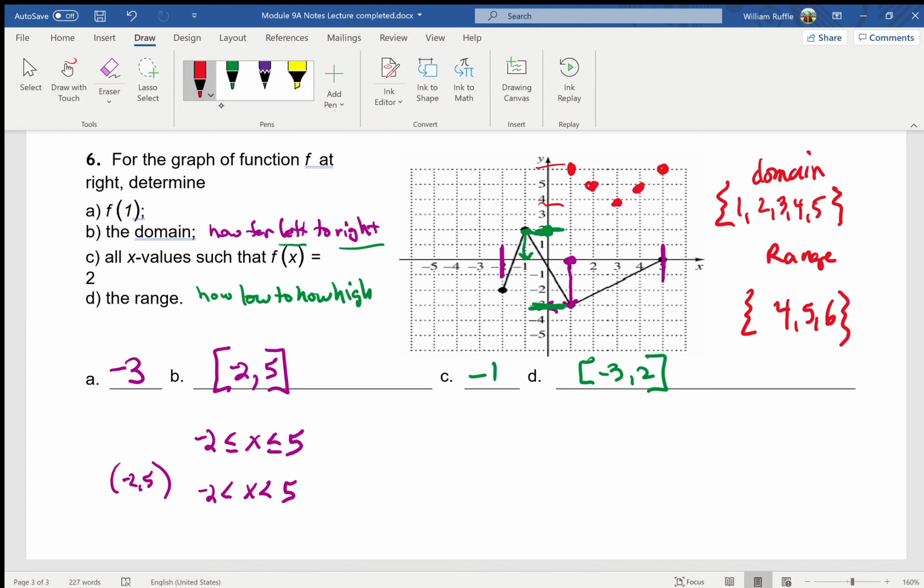Let's see, let's try another color here. Oh, let's try to do this crazy effect here. I've never tried this before. Well, that's not too exciting.